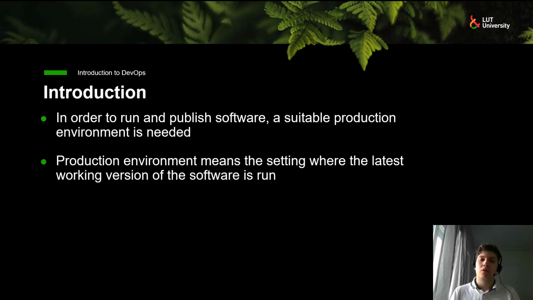So, for introduction, in order to run and publish software, you need a suitable production environment. The production environment as a term means the setting where the latest working version of the software is run. It doesn't matter what kind of software you have, you need to publish it somewhere. Usually the production environment is the setting where the customers or the users of your software are able to access your product and software.